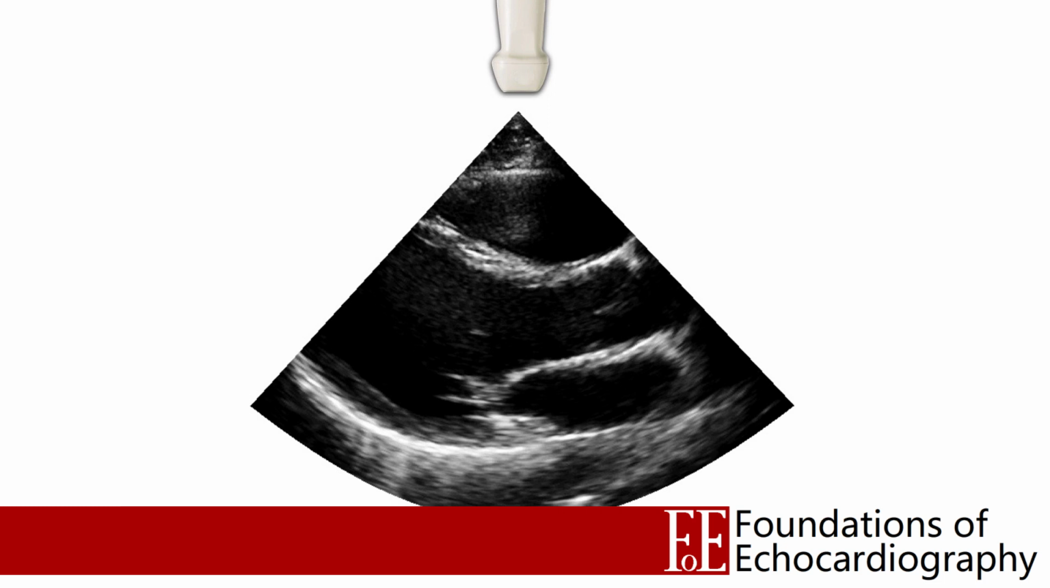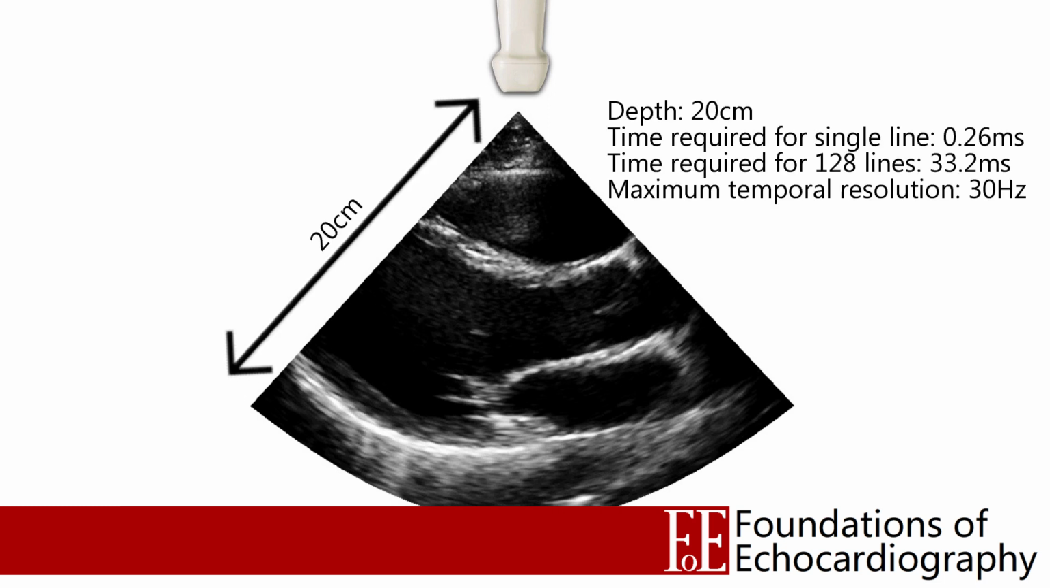The time taken to generate a single two-dimensional image will depend on the size of sector that you've chosen, and how many lines you wish to use to build up that image, the line density. So let's consider this example. Here our sector depth is set to 20 centimeters. Therefore a single line requires 260 microseconds. That's 130 microseconds to travel 20 centimeters in, and another 130 microseconds to travel the 20 centimeters back to the probe. If the ultrasound software decides to build up this image out of a total of 128 lines, then it's going to take just over 33 milliseconds to produce each of those 128 lines.